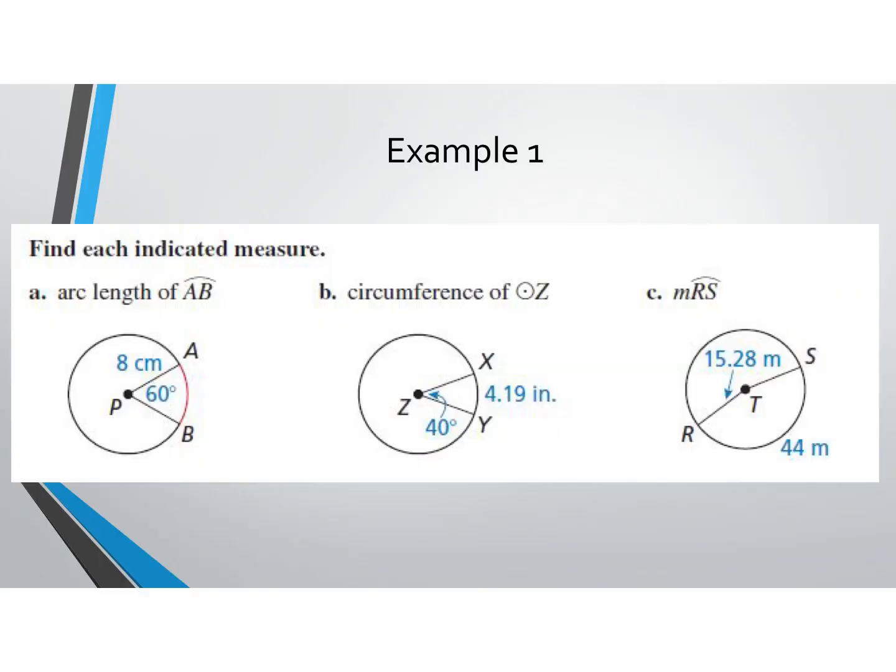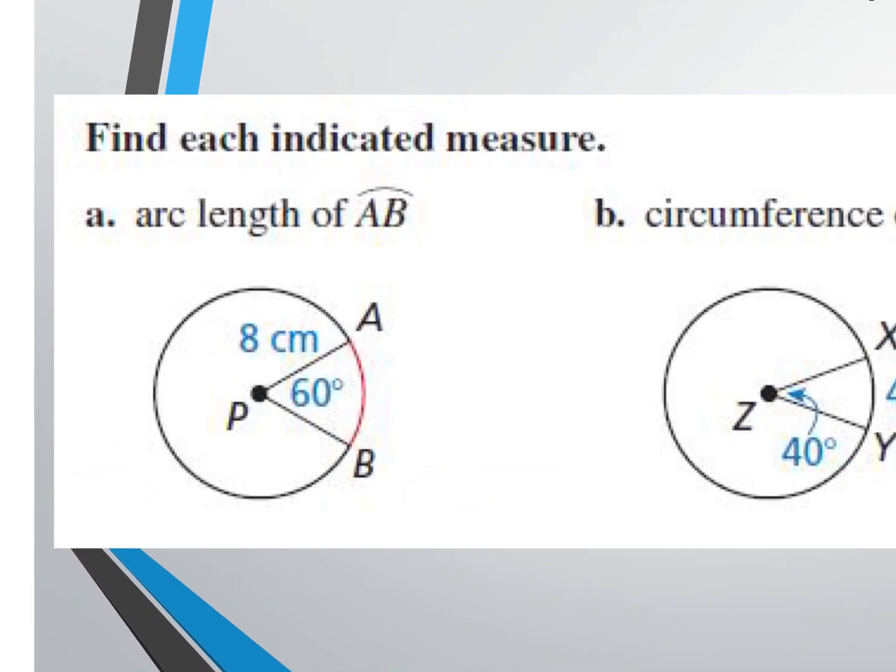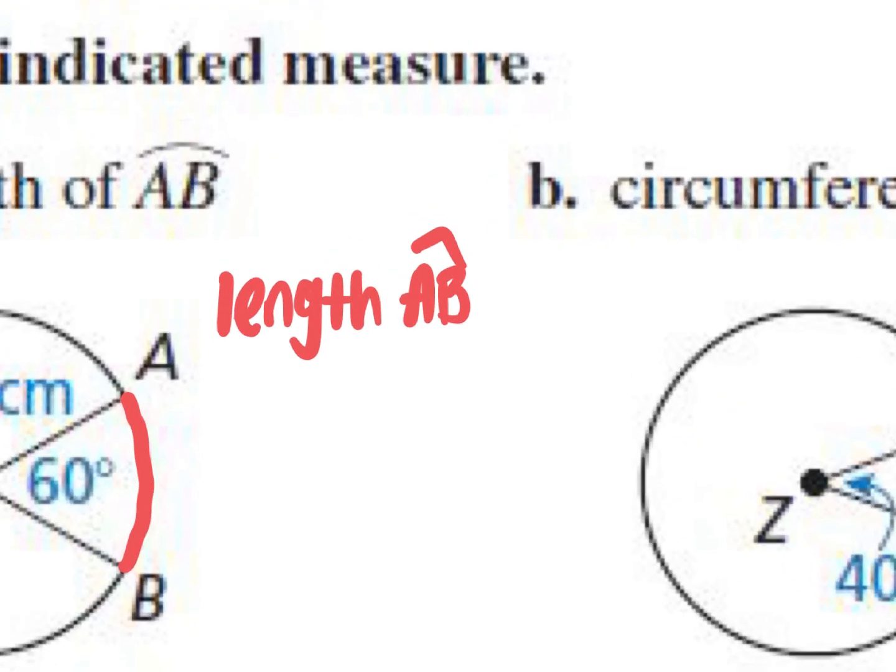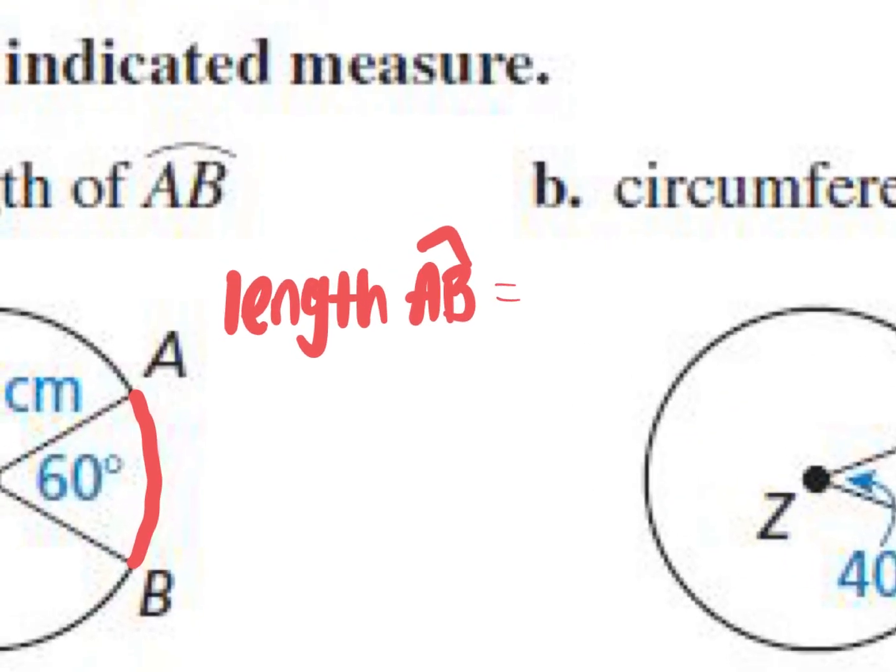2 more examples. These examples involve arc length, okay? So we're going to talk about arc length. It wants us to find the indicated measure of the arc. So we're going to find the arc length of AB. Let's remember the formula. So it says length of AB, the arc, is going to be equal to the measure of the arc AB over 360. That's the measure of the whole circle.